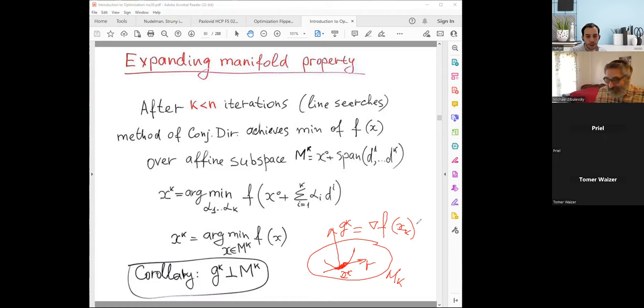As I understand, the gradient is orthogonal to the subspace, because if it wasn't, it means that our xk isn't really minimal, because the gradient tells us to move a little bit in the subspace. Yes. But I didn't understand how to show it mathematically.